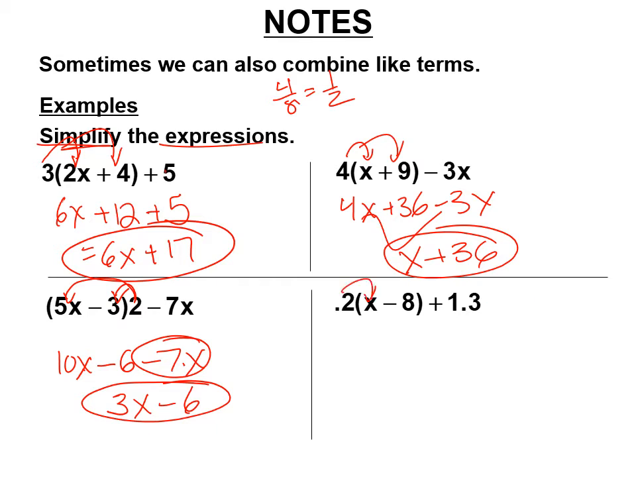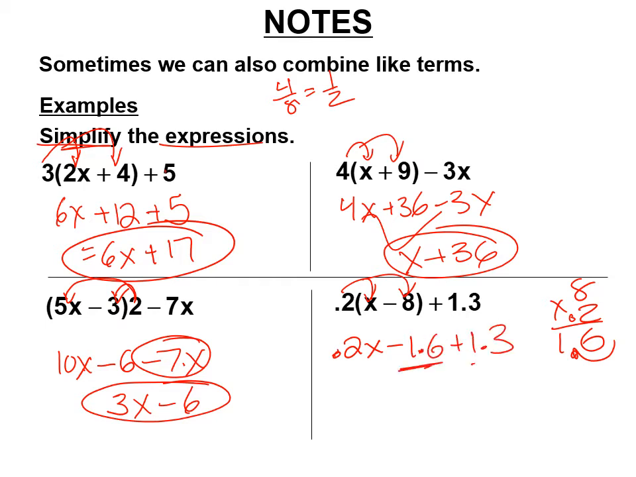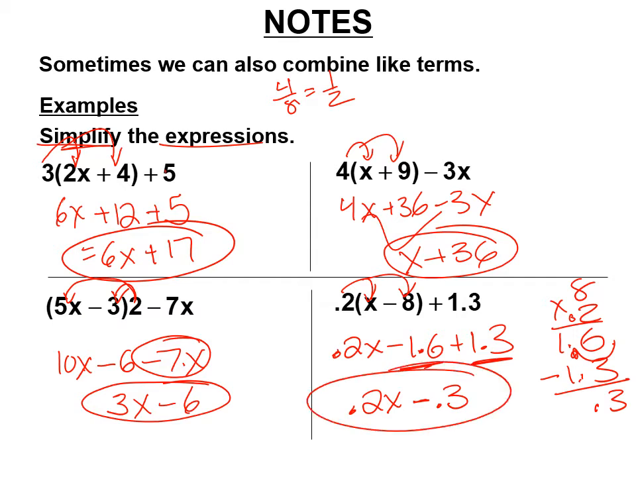All right, so we're going to multiply by 0.2, and we get 0.2x. 8 times 2 is 16. 8 times 0.2 is 1.6, plus 1.3. We have numbers. Any numbers are like terms. So 0.2x and negative 1.6 plus 1.3. 1.6 minus 1.3 is 0.3. This is negative 0.3 or 3/10. And notice I don't write these leading zeros in there. They're just annoying, especially when you're doing equations and expressions.